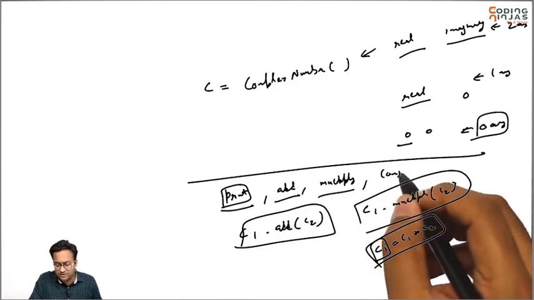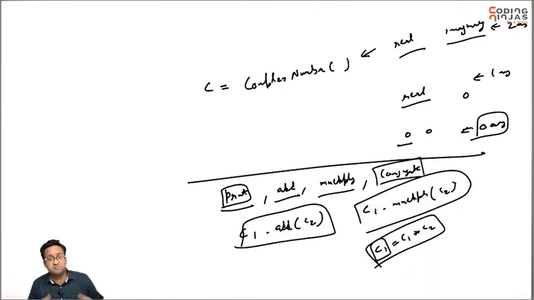I'll say add a conjugate function as well. That is very simple. It simply just creates a plus iota b becomes a minus iota b, right? It should return the conjugate of a complex number. So you need to do that as well, right?